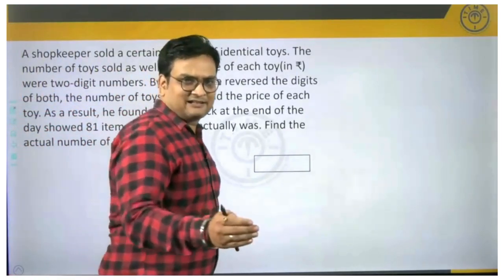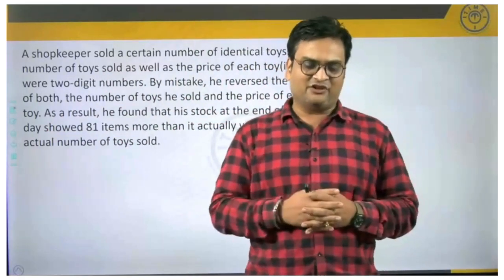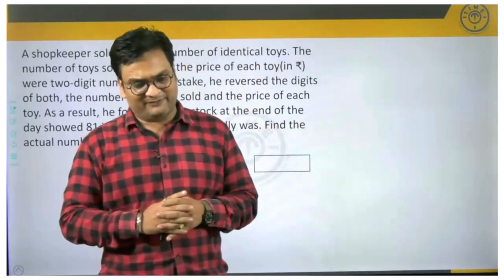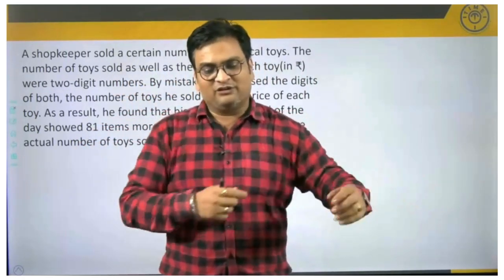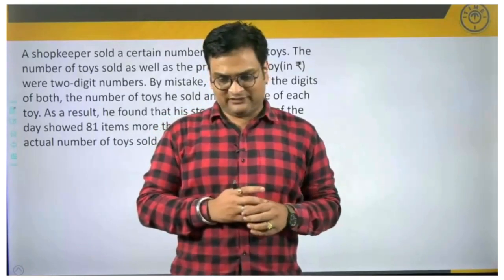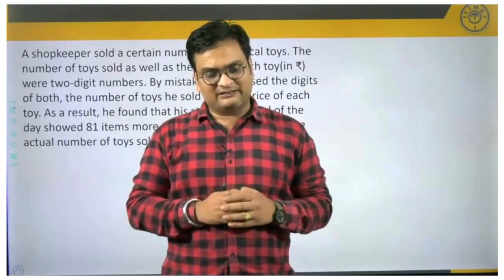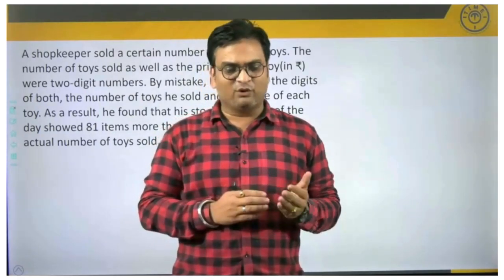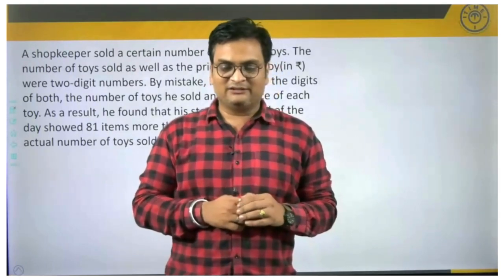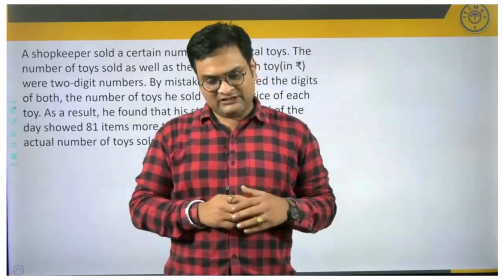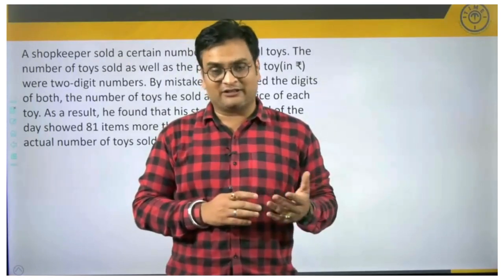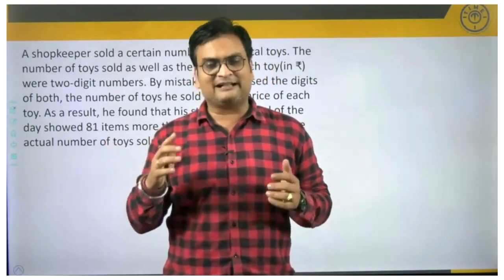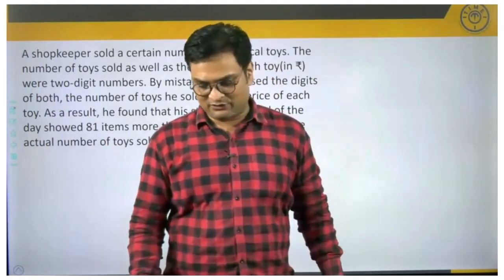But in the class, I will just continue with the discussion. Right. Let us read the question together. It says a shopkeeper sold a certain number of identical toys. The number of toys sold as well as the price of each toy in rupees were 2-digit numbers. By mistake, he reversed the digits of both the number of toys he sold and the price of each toy. As a result, he found that his stock at the end of the day showed 81 items more than it actually was. Find the actual number of toys sold.